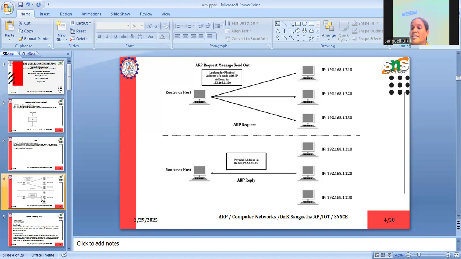When the node with the corresponding IP address receives that request message, it immediately replies with its physical address. So when a request arises, it broadcasts a message to all the connected nodes. If a particular node receives the request message and its IP matches, it immediately responds with the corresponding physical address. Likewise, ARP gets back the MAC address of the particular IP.